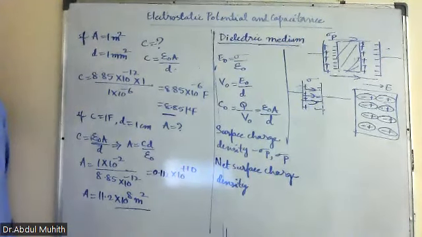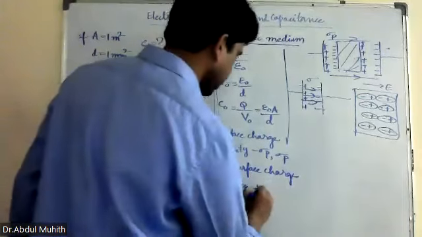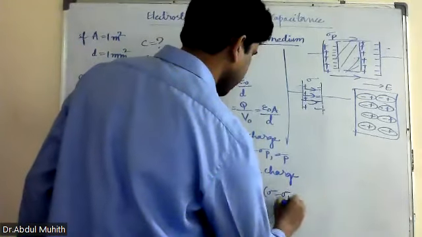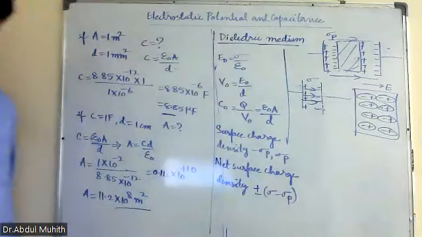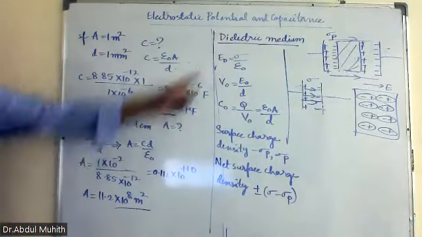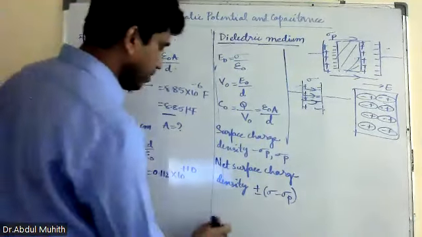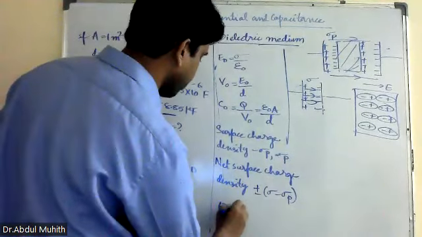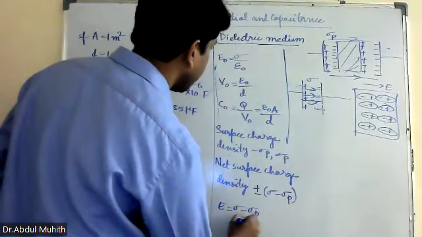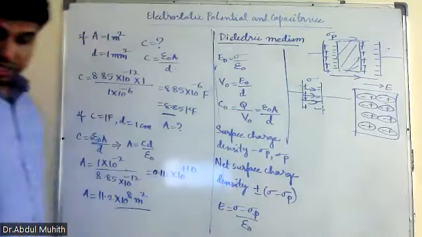So what will happen now? The net will be what, plus or minus? Sigma minus sigma P. Now again I have to start from the beginning. The electric field with the dielectric medium: E is equal to what? Sigma minus sigma P by epsilon 0.